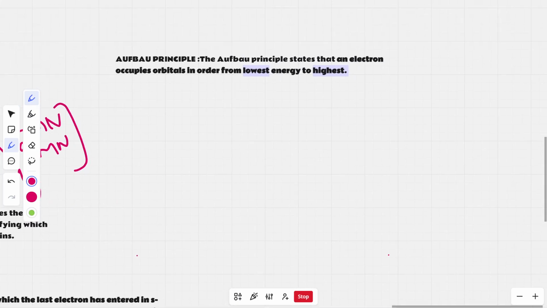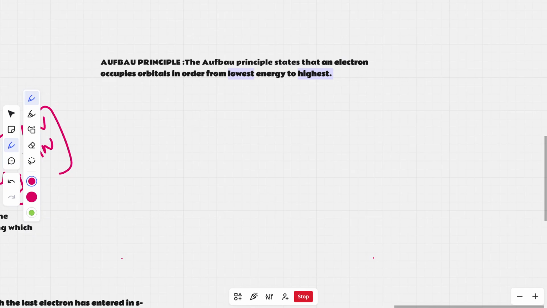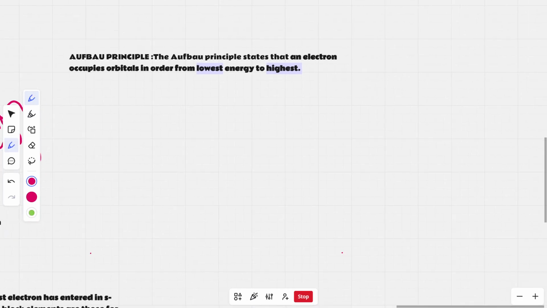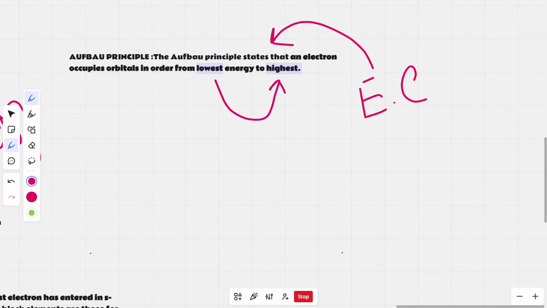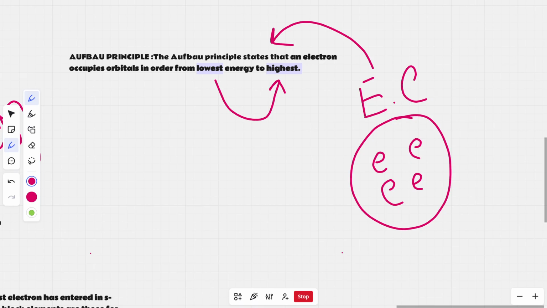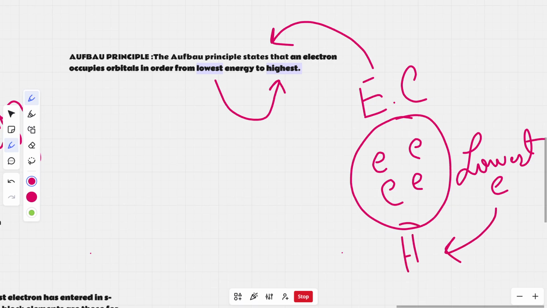Moving on to the Aufbau principle. What is basically an Aufbau principle? We can do electronic configuration, EC, on the basis of the Aufbau principle. It states that an electron occupies orbitals in order from lowest energy to highest energy. This means that when you start filling electrons in any atom, you will first incorporate your electrons in the lowest shell, and after that you will go to the higher shells.